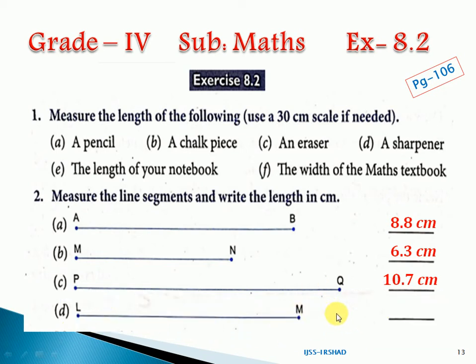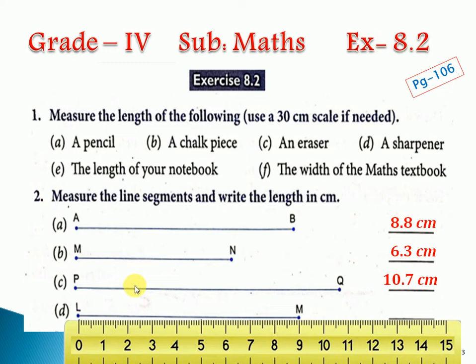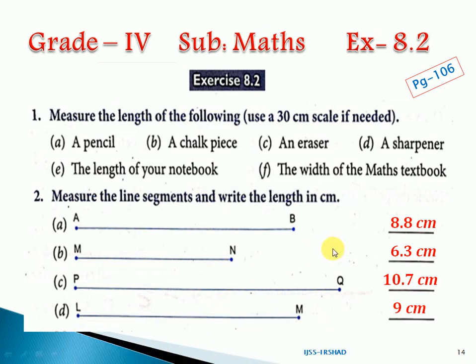Again take a scale and measure this line LM. So L is at 0 and M is at 9. So the length of this line segment is 9 centimeter. So we can write it here 9 centimeter. Hope you have understood how to measure the length of a given line segment. In the same way you can even do question number 1. You can measure the length of an eraser, sharpener, pencil, width of math book, or length of notebook, whatever is given there. If you want, you can just try it by yourself. So this question number 2 you will do in your textbook only.